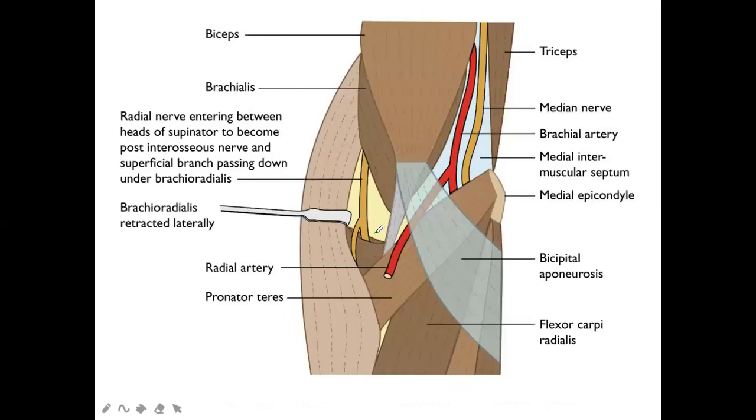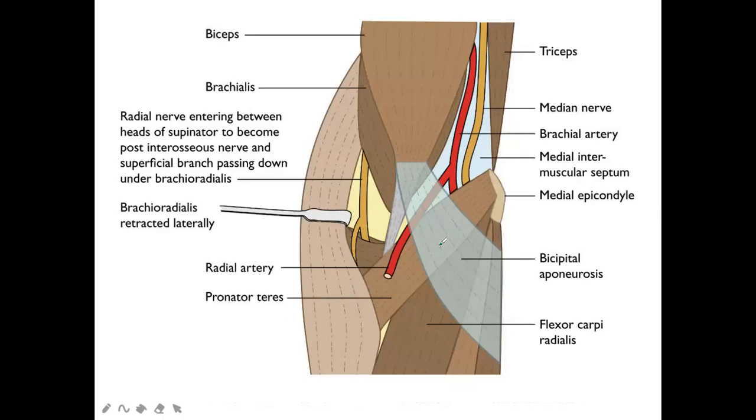Right, so looking at the cubital fossa, here we have the brachioradialis, right? So looking at the cubital fossa, we have the brachioradialis at this point, the pronator teres at that point, right? And then looking at the roof, we see that we have an aponeurosis that is coming from the biceps.